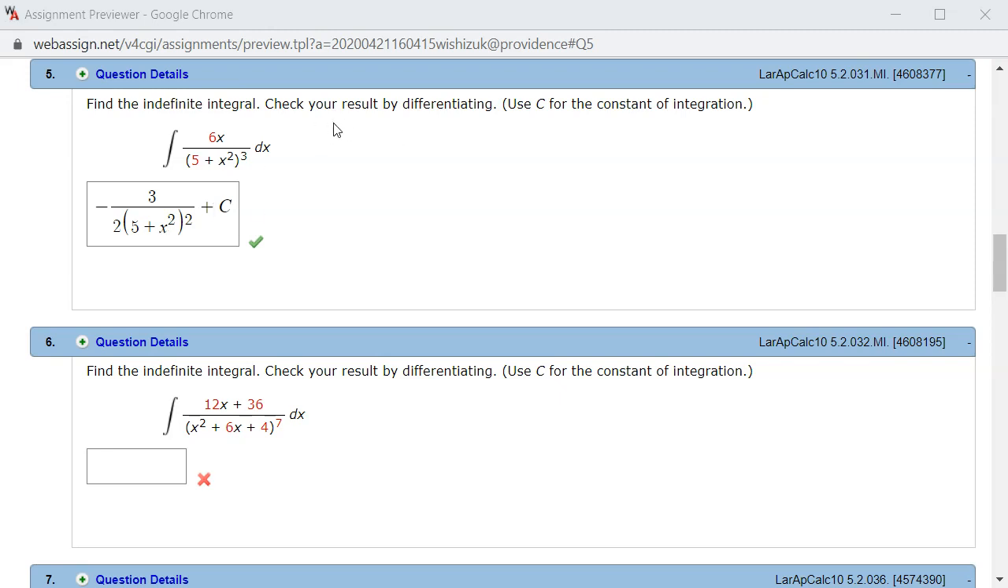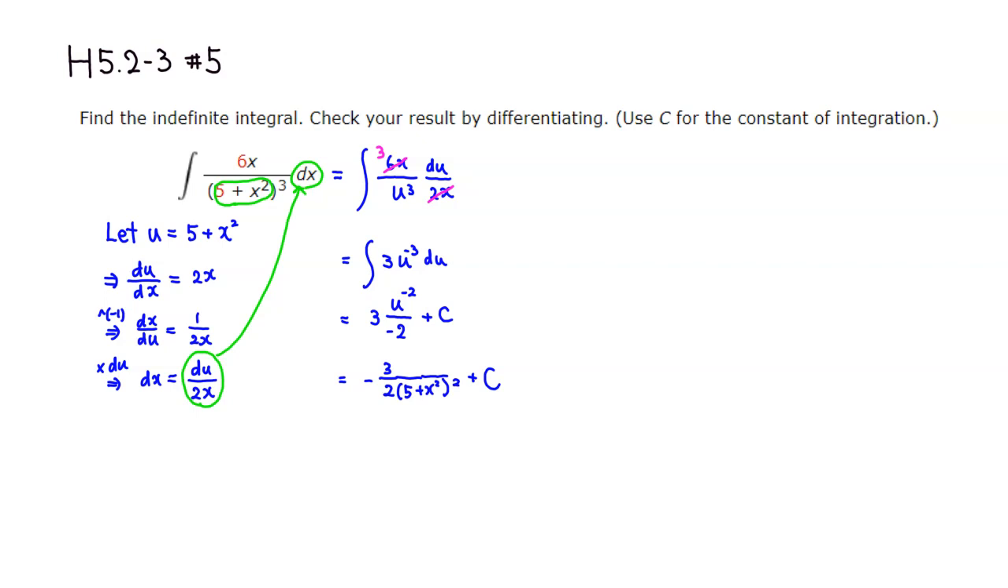I'm going to do the checking too. So all you have to do is go backward. We're going to take the derivative of what we have here: negative 3 over 2 quantity 5 plus x squared, quantity squared, plus c.